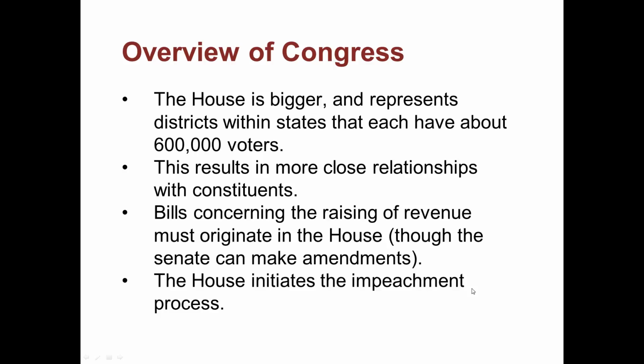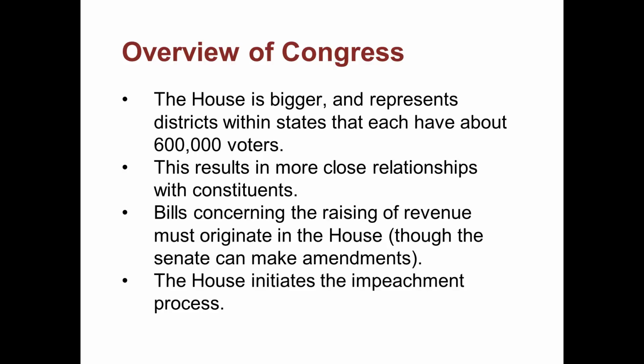Getting into another process that has kind of a split between the House and the Senate. In terms of impeachment, if you've ever heard this term before, you probably have. This is the procedure that's available to the legislative branch to remove officials from the executive branch if they are suspected of really abusing their job. Committing high crimes or misdemeanors is the standard that they use.